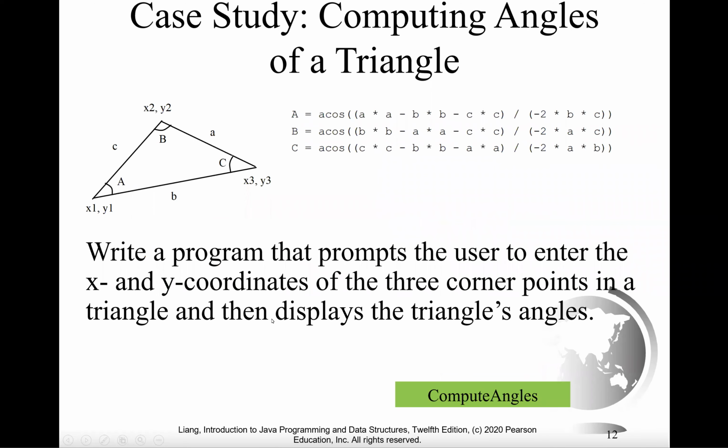Well, let's look at this case study to compute the angles of a triangle with the 3 points x1, y1, x2, y2, x3, y3. We're going to write a program that prompts the user to enter the x, y coordinates of the 3 corner points in a triangle, and then displays the triangle's 3 angles A, B, and C. Here's the program.